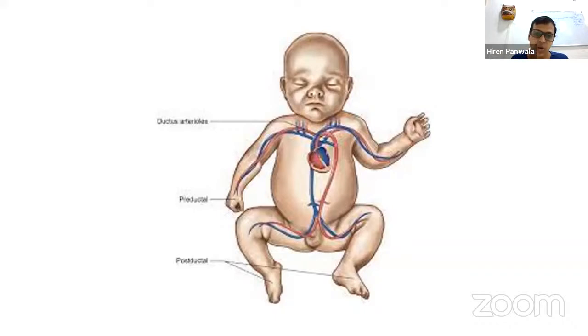Fetal circulation is relevant because all the recommendations regarding the use of supplemental oxygen are based on the saturations of the preductal arm, that is your right hand, because that is the arm which gets the blood supply before the duct, before the PDA. So what we are interested in is this preductal saturation. That is why, whenever attending deliveries or going to attend calls for cesarean sections, we should ensure that as soon as the baby is born, if it's a non-vigorous baby, we put a saturation probe on the right hand, the preductal hand.